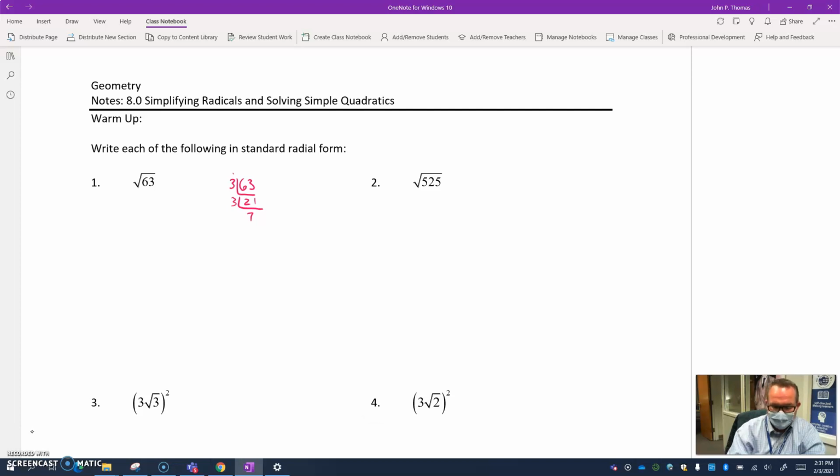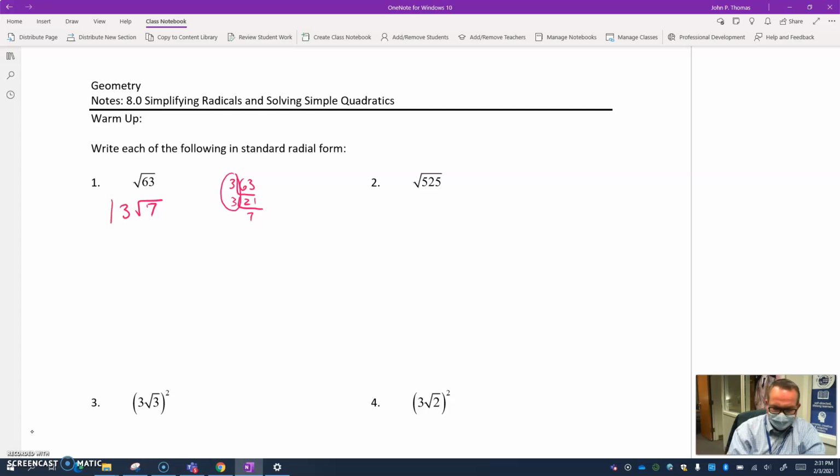I look for pairs. I've got a pair of 3's, all right, which really means that I have a 9 underneath the radical sign. All right, and a 9 under the radical sign, we all know square root of 9 is 3, so I can bring one 3 out front. And then I have that 7 that's left over, right, and it's stuck inside because I don't have a perfect square there.